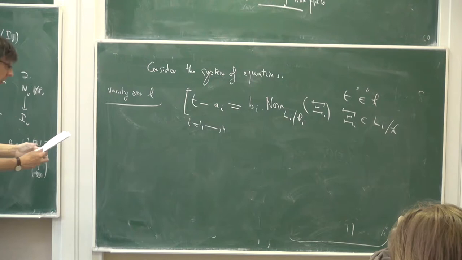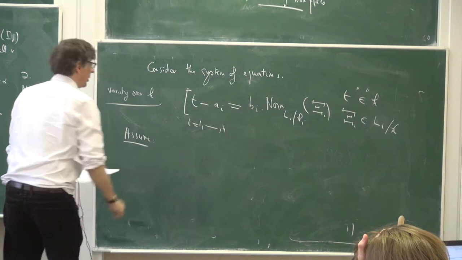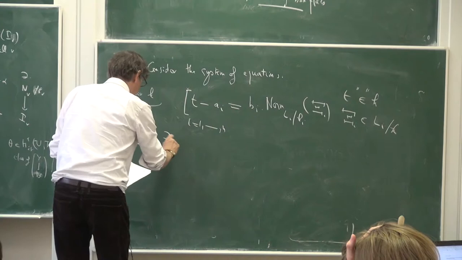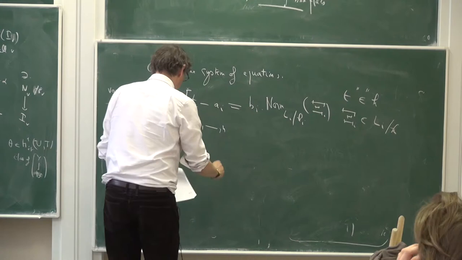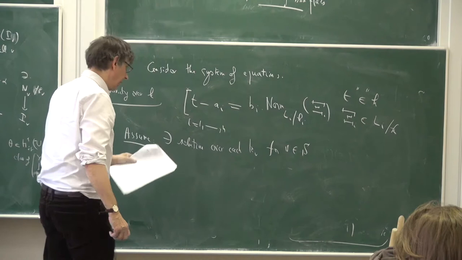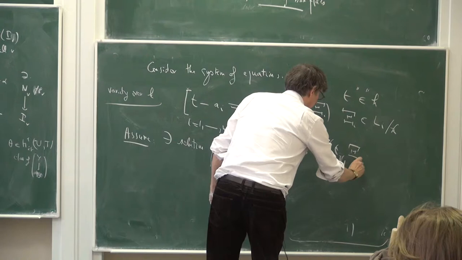Okay. And now we assume, is it all the assumptions? Okay, I'm fine. Suppose that there exists a solution over each k_v for v in S. We only assume solutions for v in S. So solutions given by t_v, xi_{i,v}, where i ranges from 1 to n.